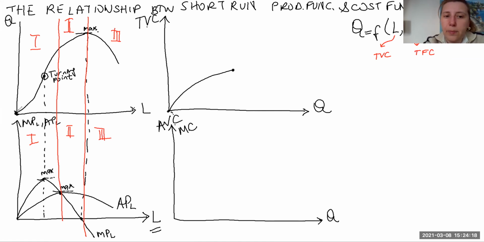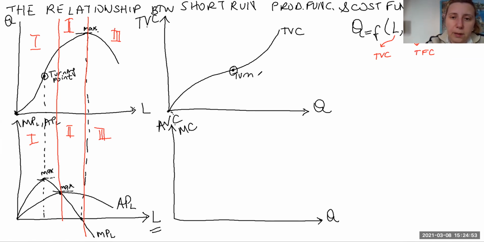Then when the firm starts to employ the labor, the level of output increases increasingly. It means that the total variable cost of this labor will increase diminishingly. Then we have a turning point here, and then the total variable cost starts to increase increasingly. So these turning points are just similar to each other.